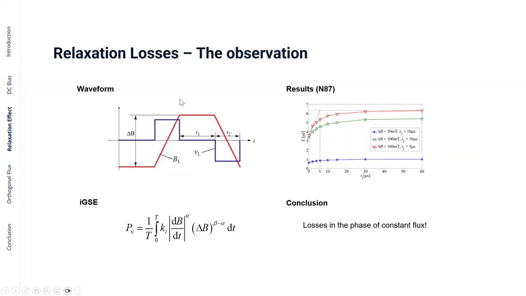The second story is the relaxation losses. A waveform that is typical in power electronics is something like this.